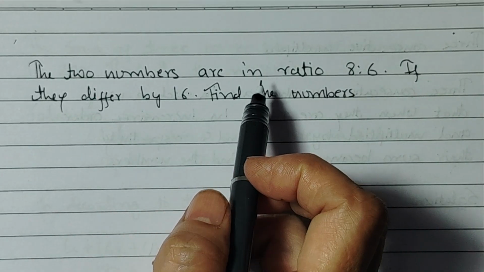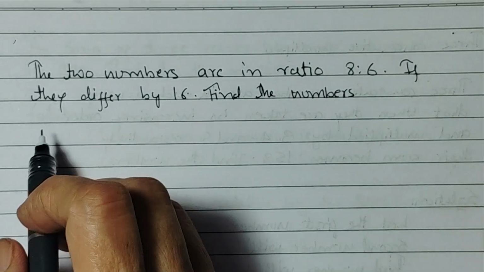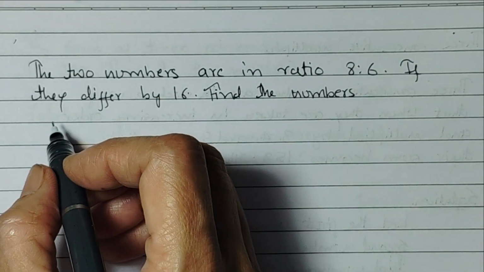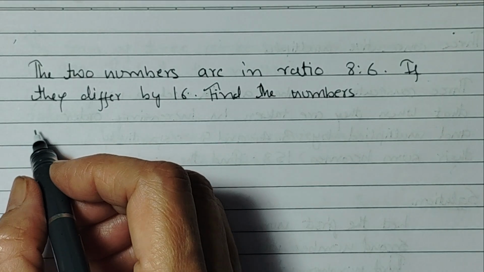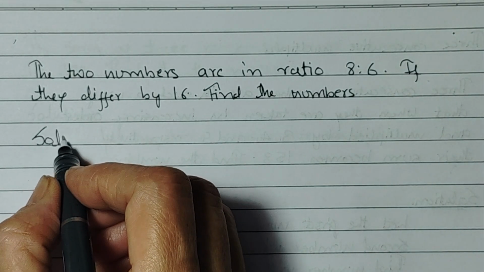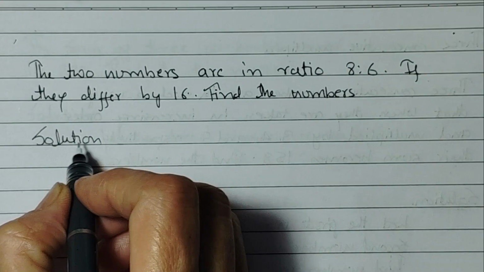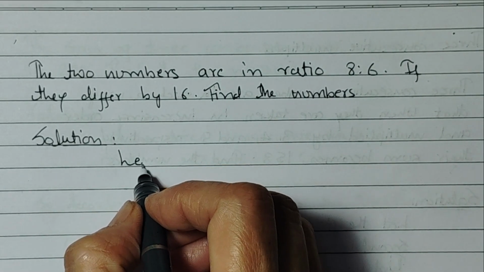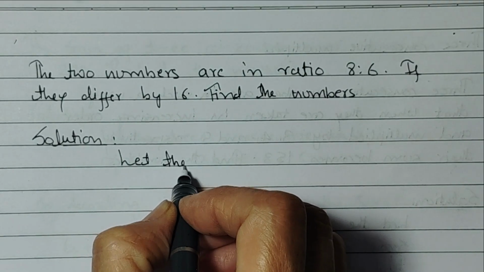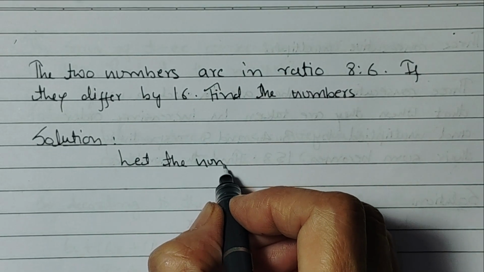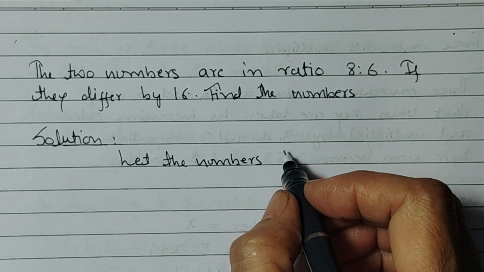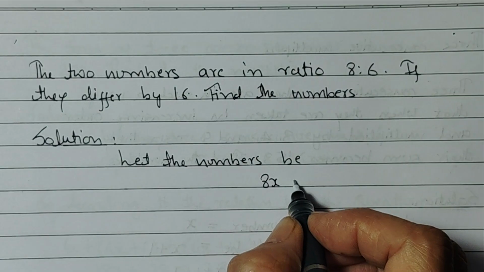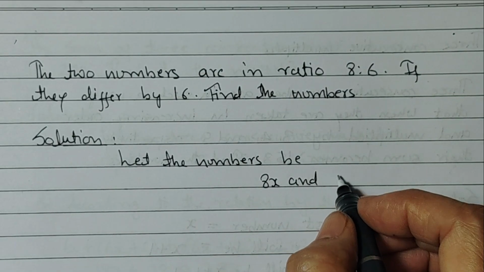Two numbers are in ratio 8:6. If they differ by 16, find the numbers. Solution will be: let the numbers be 8x and 6x.